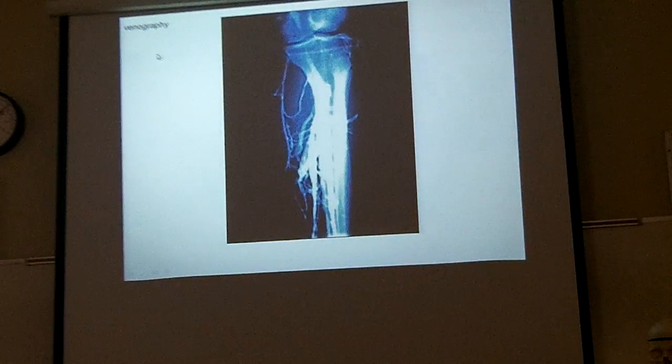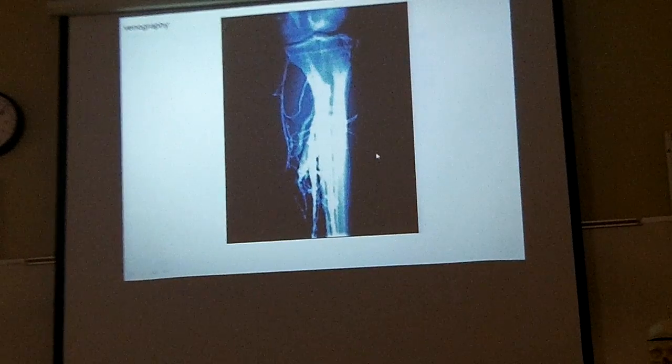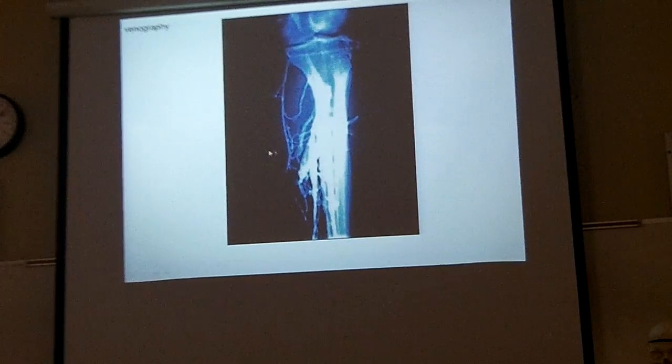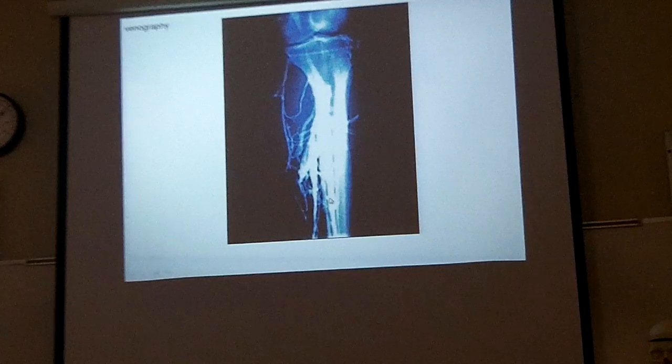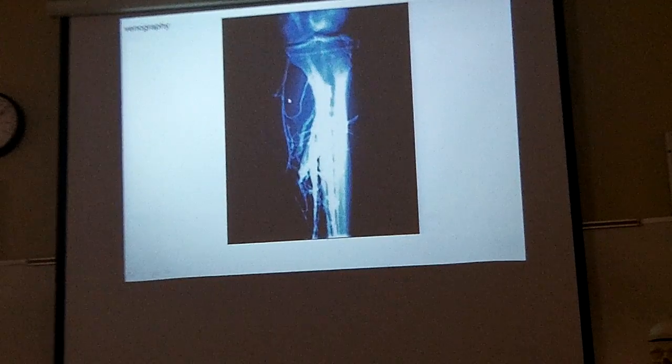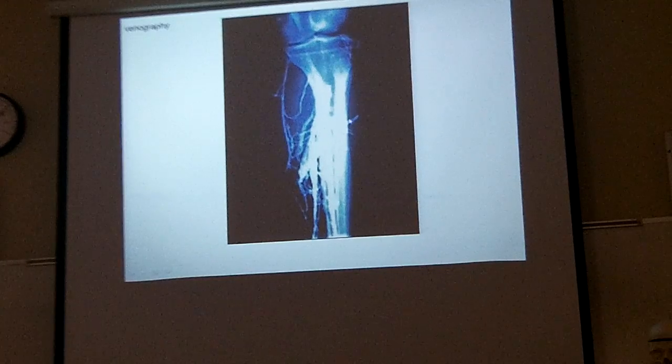And then finally, venography. Injection of radio-opaque solution into the vascular system for X-ray examination of veins. This is the same thing they did in arteriography, injecting a radio-opaque substance so you can see the veins. In an arteriography, it's seeing the arteries. In a venography, it's seeing the veins.